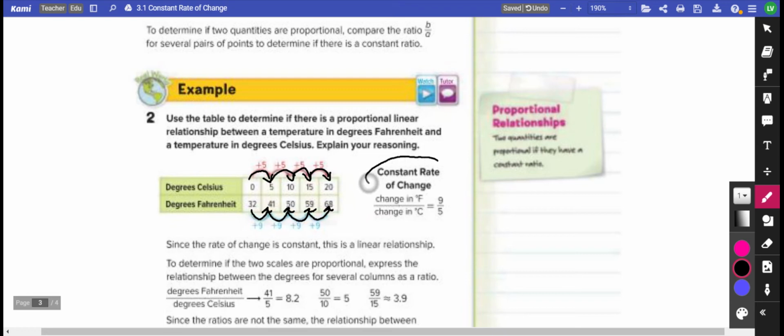Now, the constant rate of change is the change in degrees Fahrenheit, which is adding 9, and the change in degrees Celsius, which is adding 5. So that is going to give us 9 fifths for the constant rate of change.